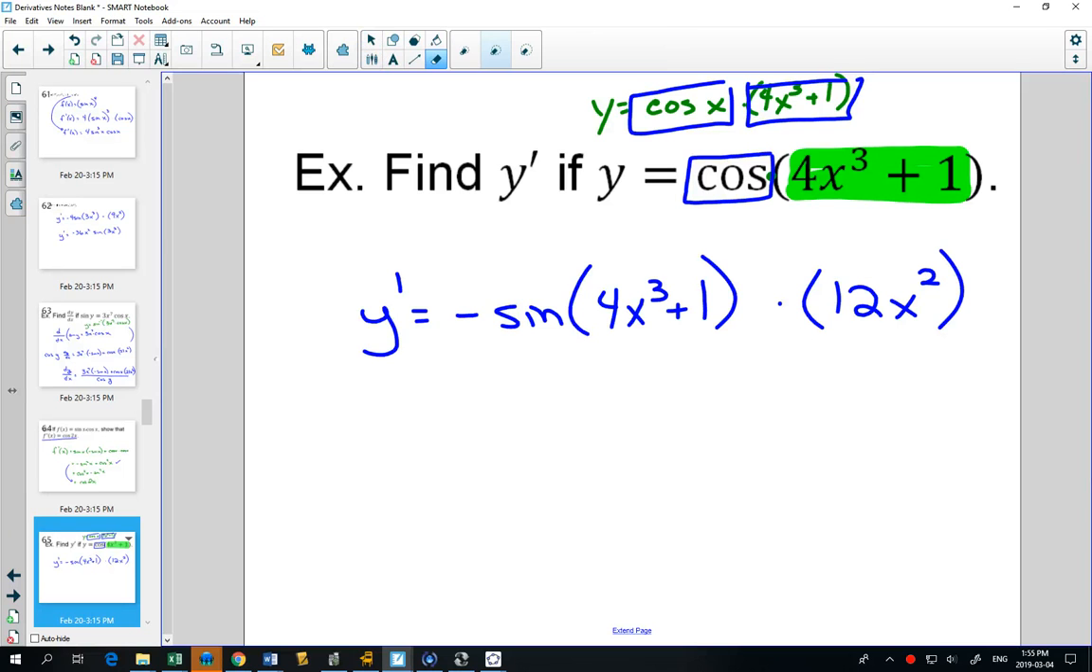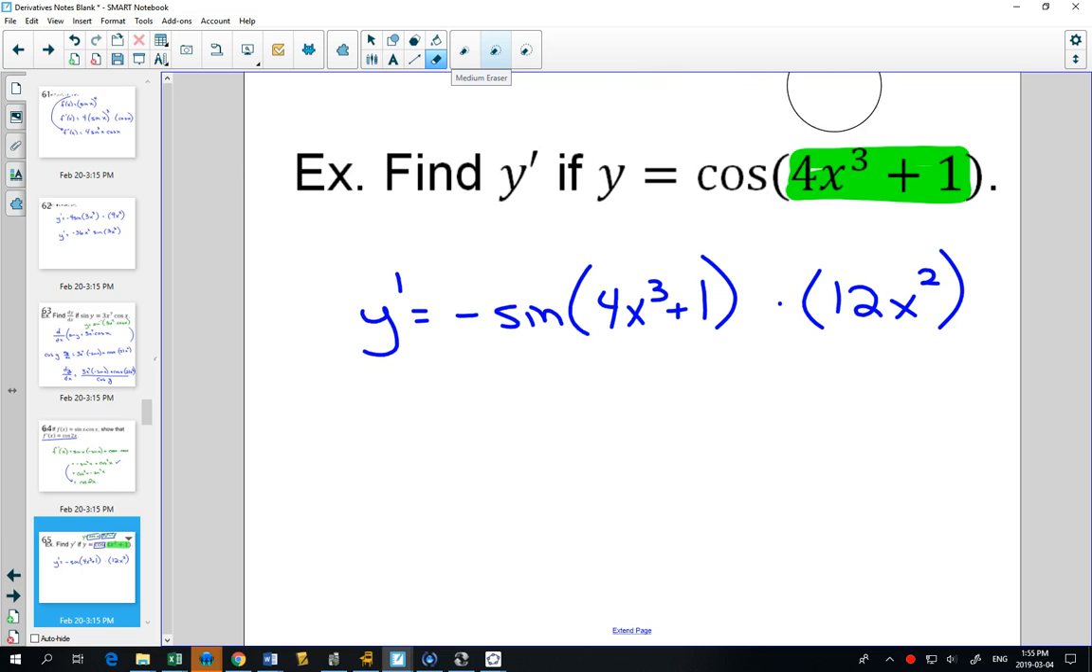So now we have to be able to recognize that instead, we have the 4x cubed plus 1 inside of cos. And if we have one function inside of another function, then this is going to be a chain rule and not a product rule. And if you're doing the chain rule, the derivative of your outside function is cos. We do the derivative of cos first. Derivative of cos is negative sine. We keep the inside function the same, and then multiply by the derivative of the inside function.